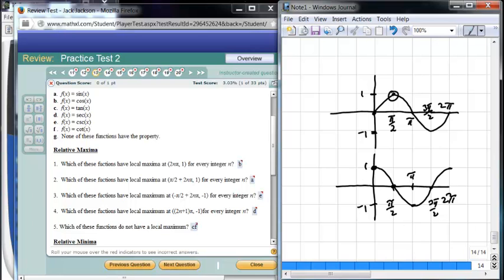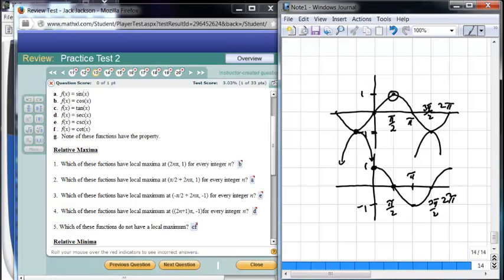Which ones have a maximum at -pi over 2? That would be right here. That's where sine has a minimum. Where sine has a minimum, its reciprocal has a maximum. So cosecant has a maximum there, plus shifts of that by 2 pi. So -pi over 2 plus 2n pi, -1. That should be cosecant.